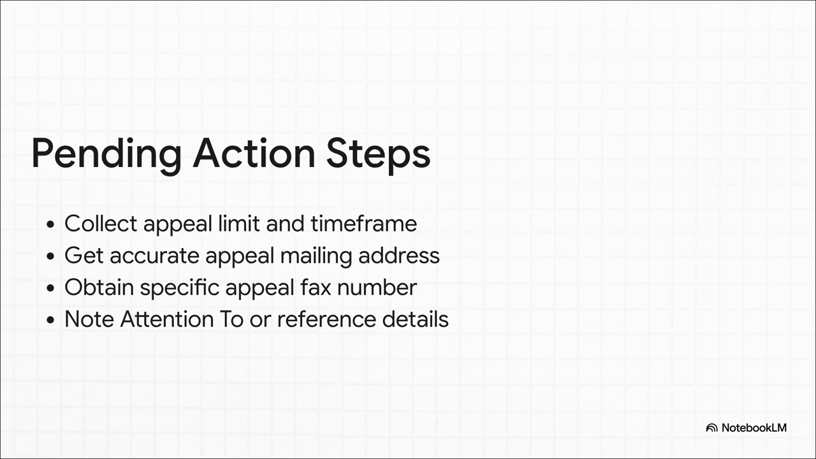You need to gather some critical submission intel before you hang up. You've got to get the appeal or submission time limits, like how many days do we actually have left to send this? You need the exact mailing address and the direct fax number. And, this is huge, you need the attention to details. Sending medical records to a massive generic payer fax number is basically like throwing a paper airplane into a black hole. You absolutely need a specific department or a reference number so it gets attached to your exact claim.